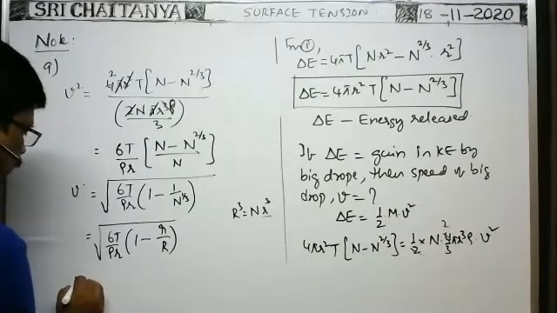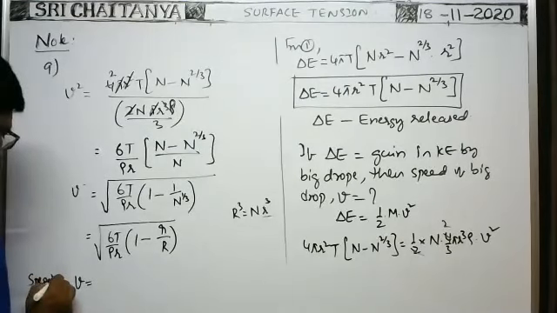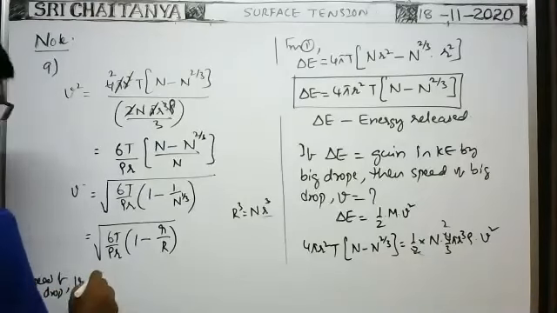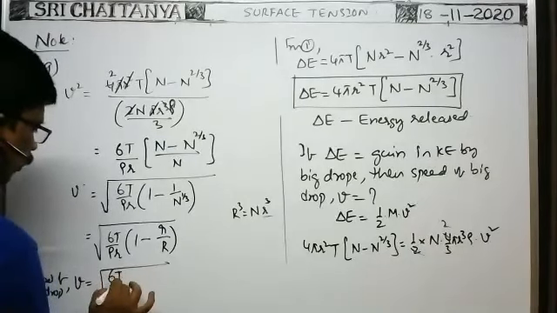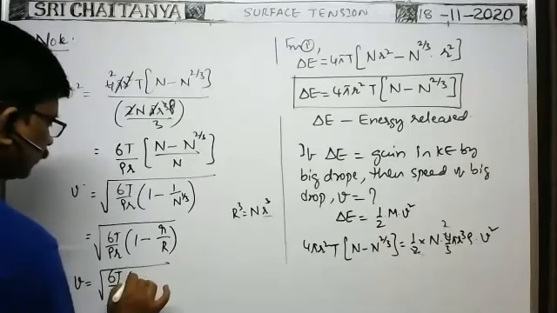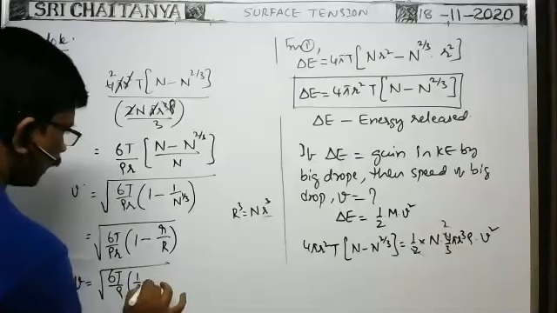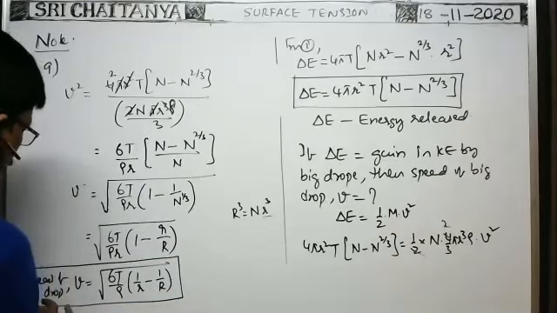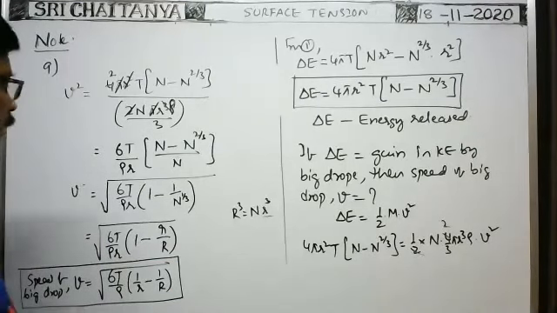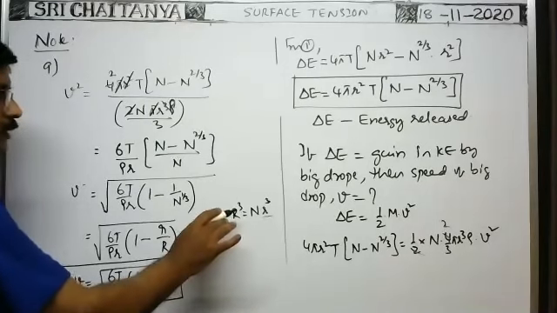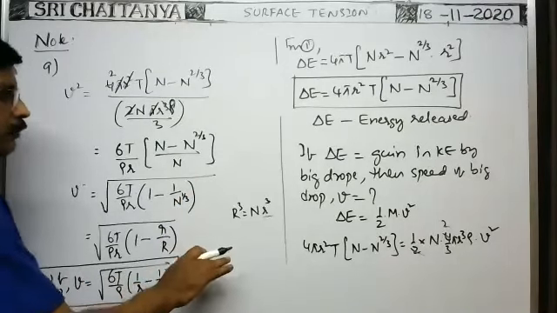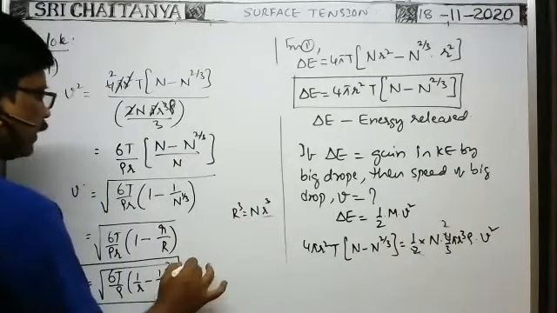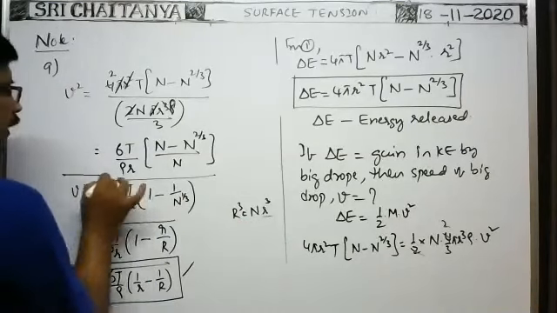Therefore, speed of big drop v is equal to square root of 6T by rho into, just you multiply with r, 1 by small r minus 1 by capital R. So this is the speed of the big drop. It is the case whenever the number of drops merged together is not given, and the radius of the small drop and radius of the big drop both are given. In such case, we can have the formula like this. If n is given and small r is given, you will get the formula like the earlier one.